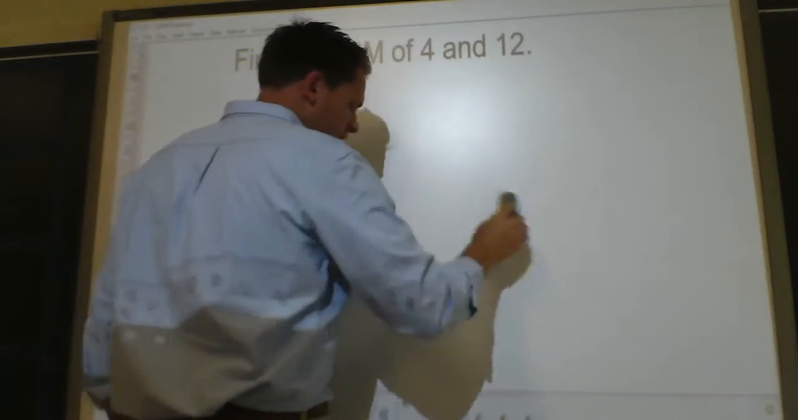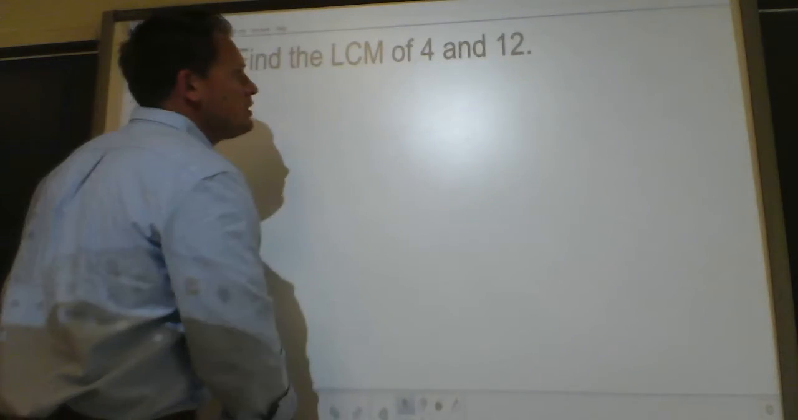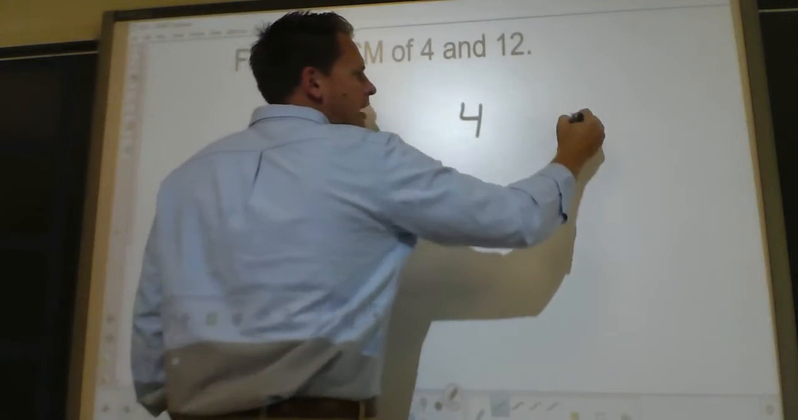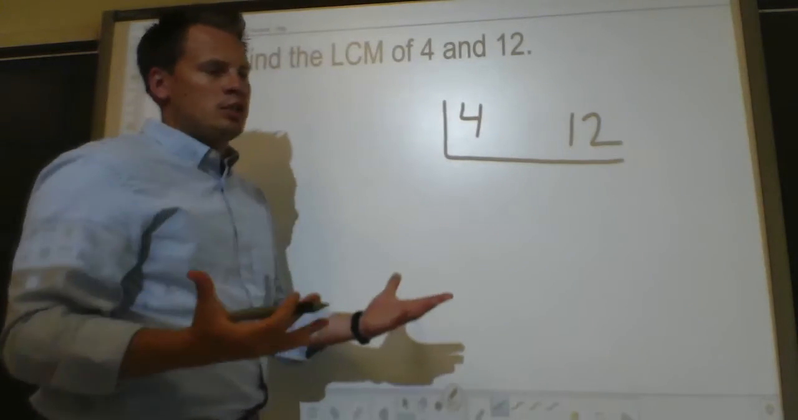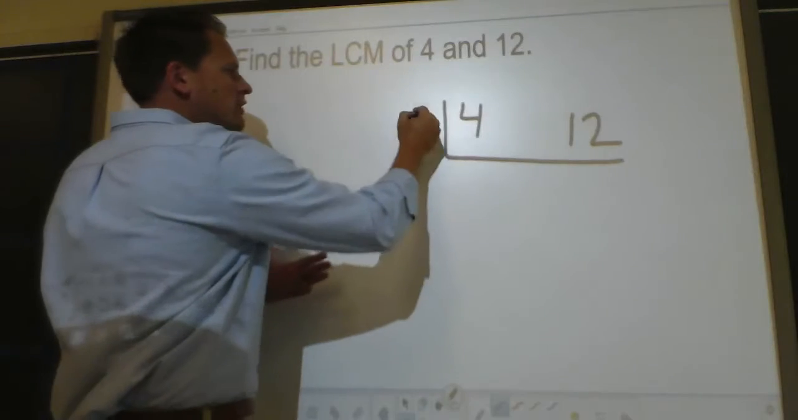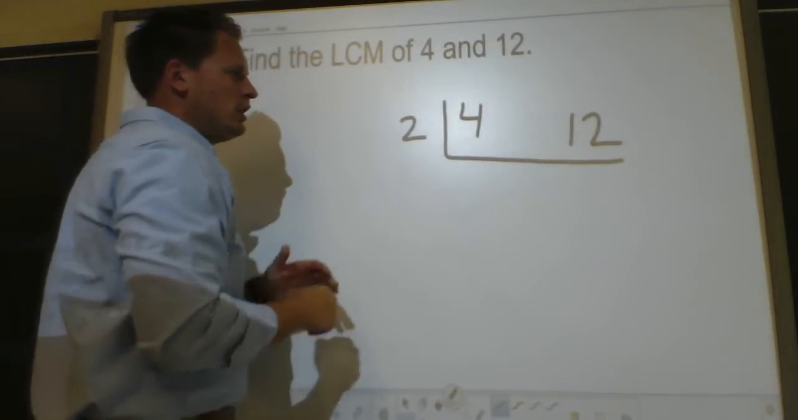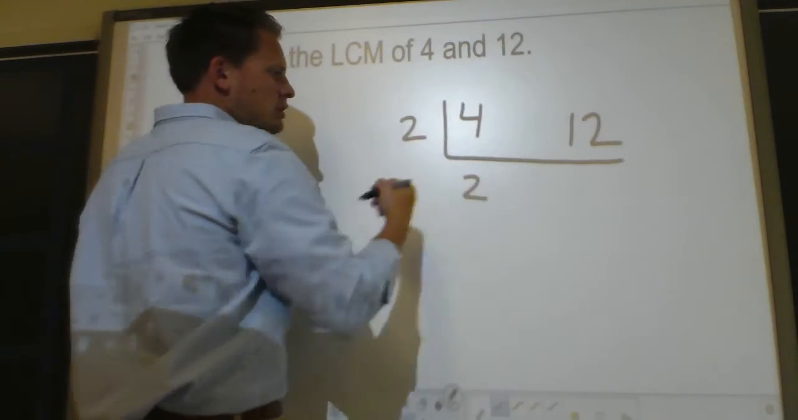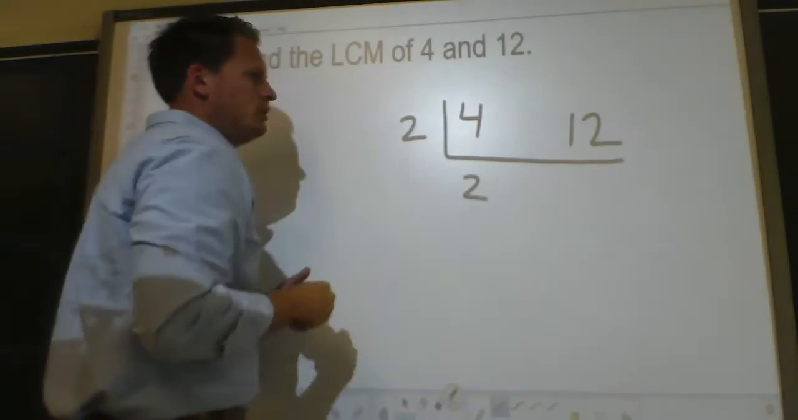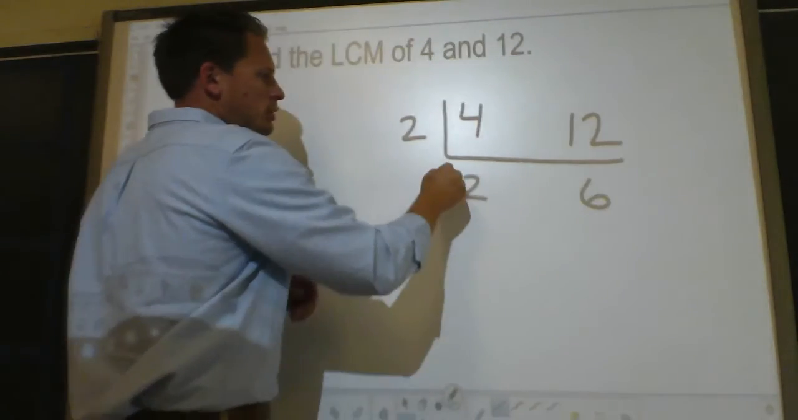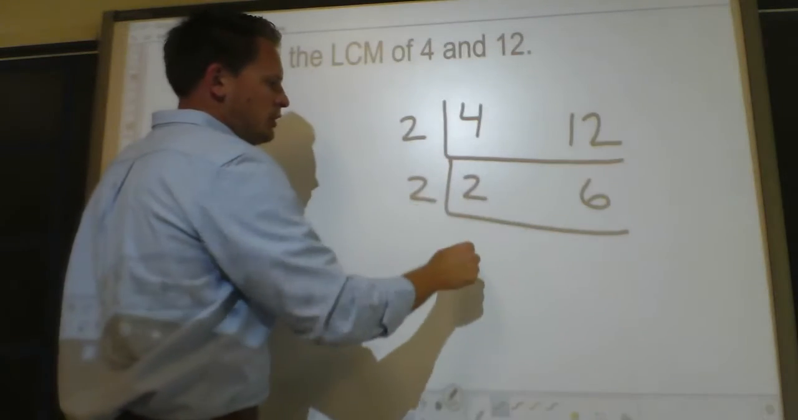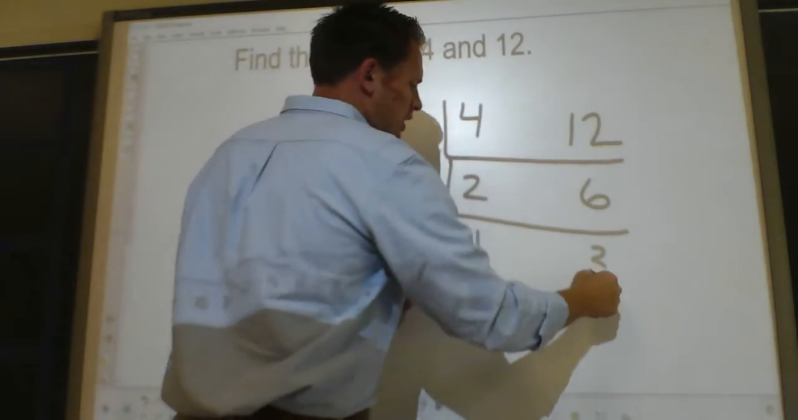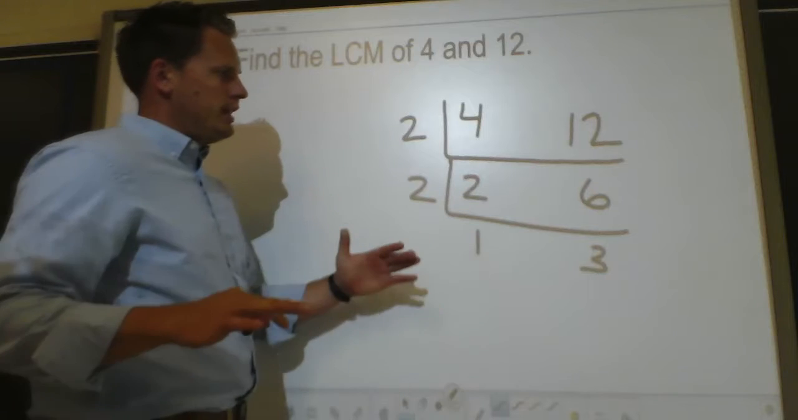Set it up just like you are going to find the greatest common factor of these two numbers with your upside down division. Again, pull out the smallest prime number. They're both even, so we can pull out a 2. 4 divided by 2 is 2. 12 divided by 2 is 6. They're still both even, so we're going to pull out a 2. 2 divided by 2 is 1. 6 divided by 2 is 3. We've reached a 1. We are done.